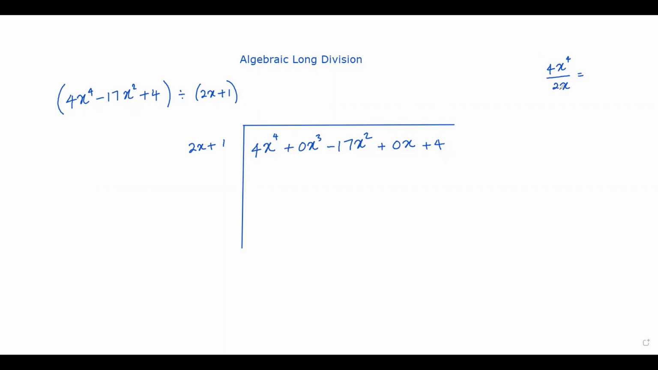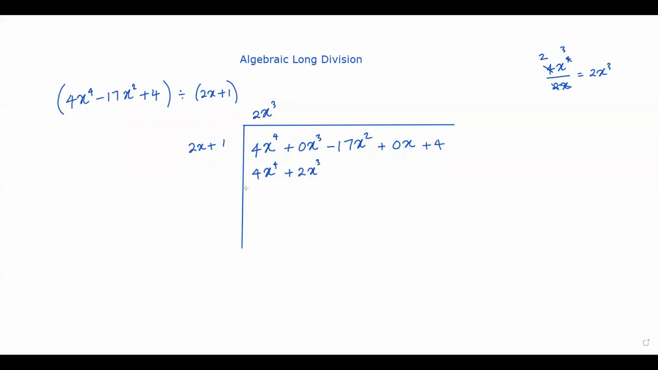So I'm going to just use my cancelling out method. So 4 divided by 2, there's 2 remaining. X to the power of 4 divided by x is going to be x to the power of 3. So this is 2x cubed. So 4x to the power of 4 divided by 2x is 2x cubed. Then I'm going to start the multiplication. So 2x cubed times the 2x will give me the 4x to the power of 4. 2x cubed times the plus 1 will give me 2x to the power of 3.